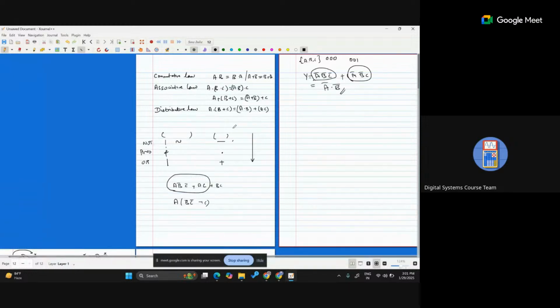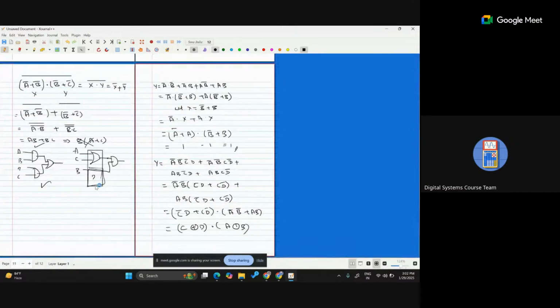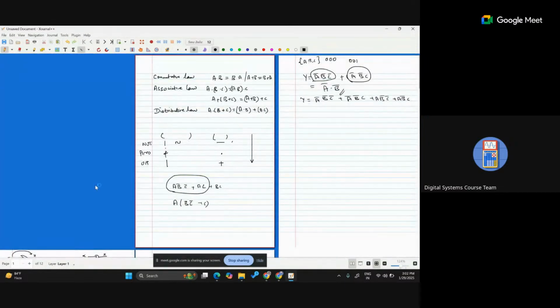Let's have another example. Let's have this expression: A bar B bar C bar plus A bar B bar C plus A B bar C bar plus A B bar C. So I have 4 product terms. When I simplify it, what is the answer?